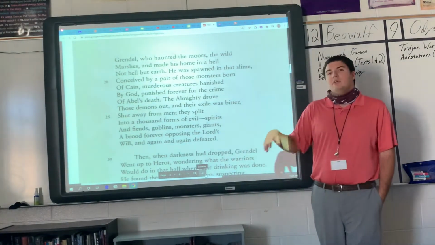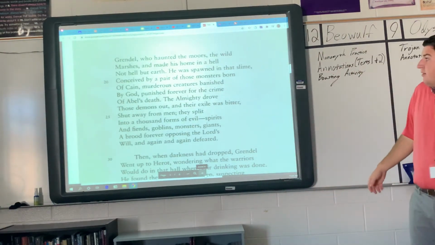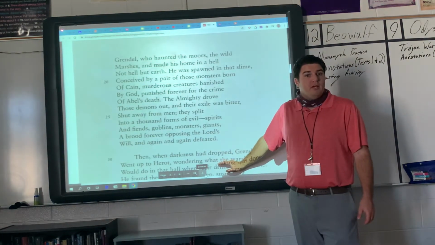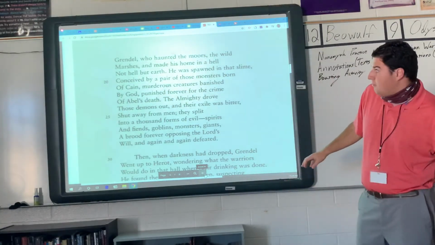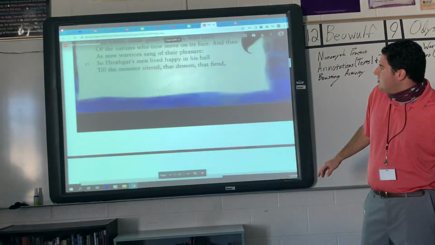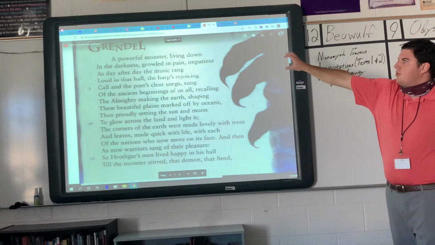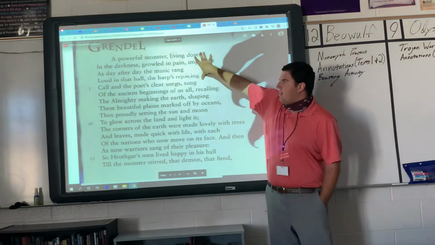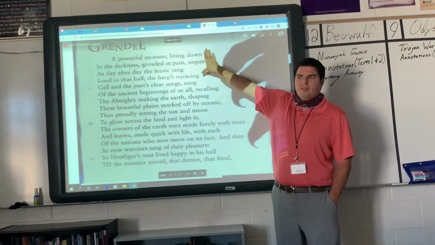and again defeated. Okay, now we just read 30 lines of poem, and we have covered a lot of stuff in just that short amount of time. So let's scroll up and look at this first section here. So you have Grendel, a powerful monster living down in the darkness. Just looking at these first 5 lines, what do we learn about this section?